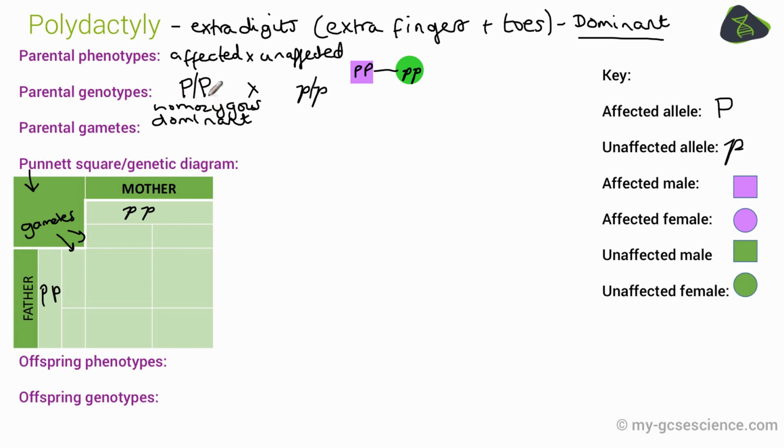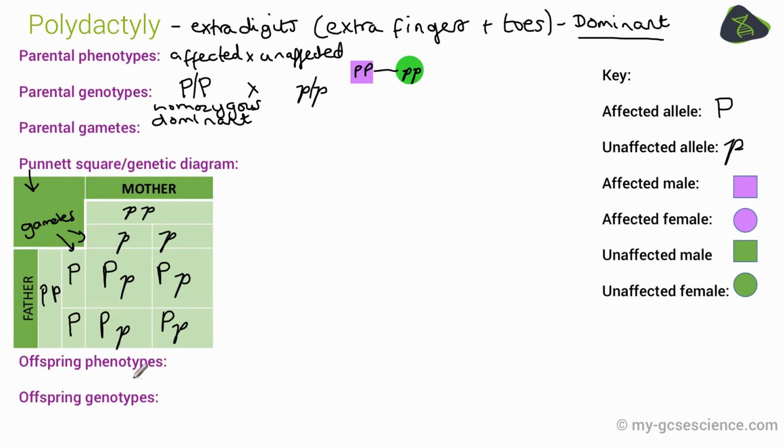So in terms of splitting them up, the father would have a sperm that would have a capital P or a capital P, so there's no other alternatives there. And in the mother's eggs, it's just going to be lowercase p. And if this sperm was to fertilise this egg, the offspring will have this genotype, which is a heterozygous genotype. Again, if this sperm here was to fertilise this egg, the offspring would again be heterozygous. And again, we'll do this sperm fertilising this egg, and this sperm fertilising that egg.